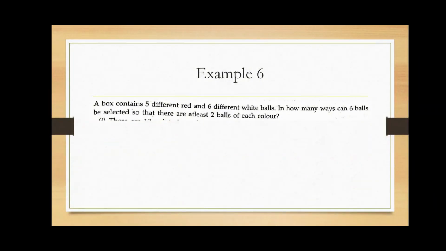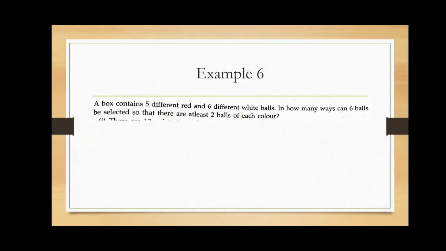Question number 6. A box contains 5 different red and 6 different white balls. In how many ways can 6 balls be selected so that there are at least 2 balls of each color? So what it means is, I have to select 2 balls of each color. I mean, 2 red and 2 white balls have to be there.